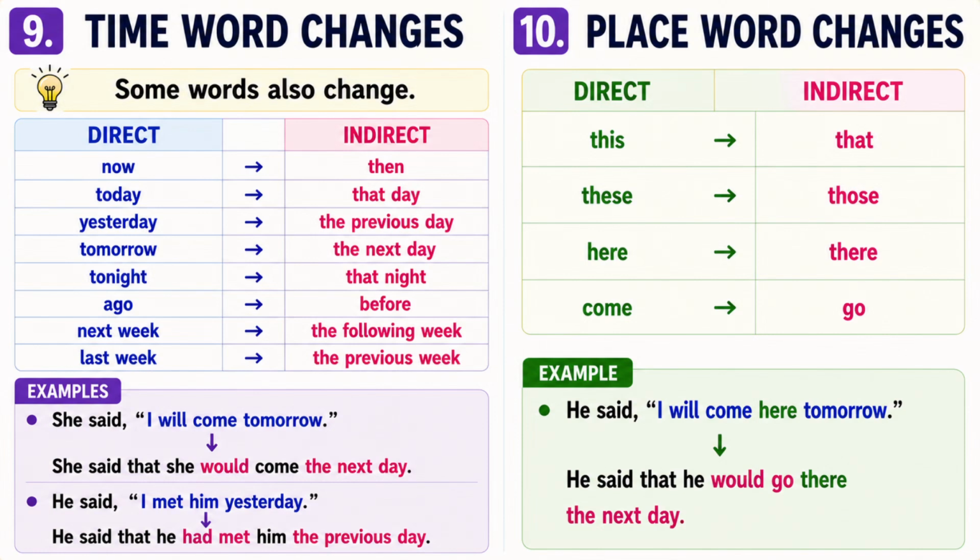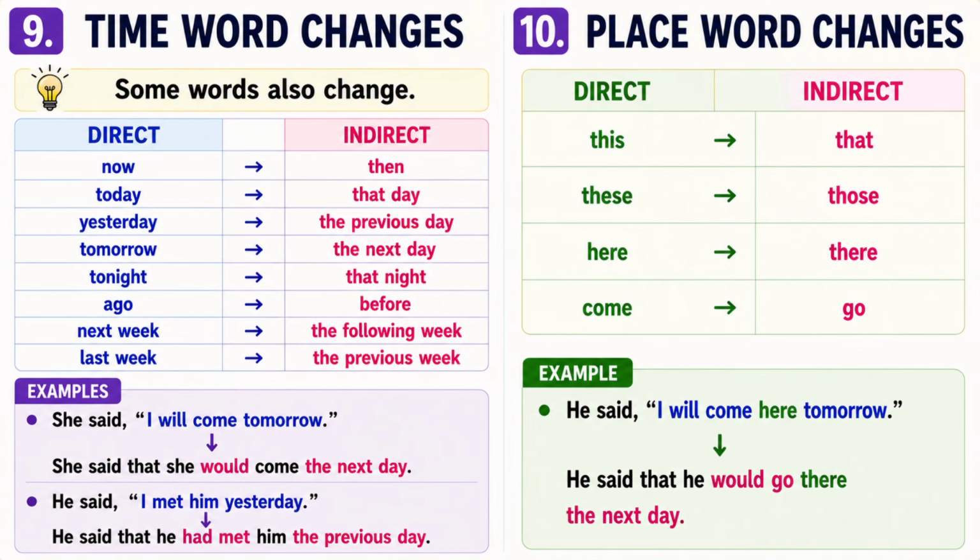Example 1. She said, "I will come tomorrow." It becomes, she said that she would come the next day. Example 2. He said, "I met him yesterday." It becomes, he said that he had met him the previous day.